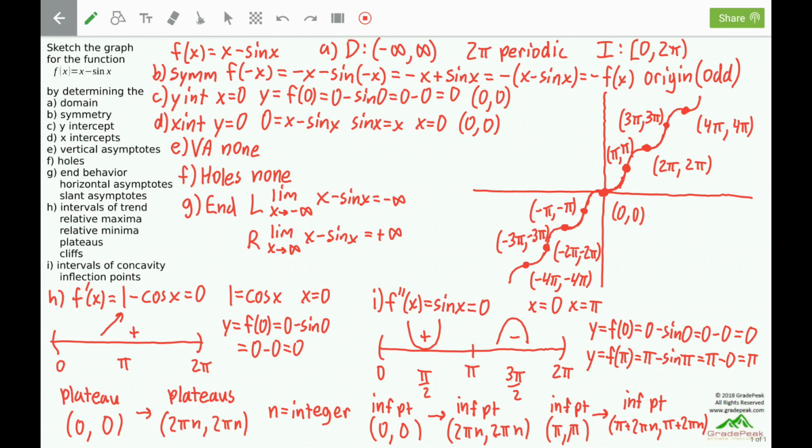It is a 2-pi periodic function. It's oscillating, and it's following along the y equals x line as it oscillates there. This is, overall, the graph of f of x.